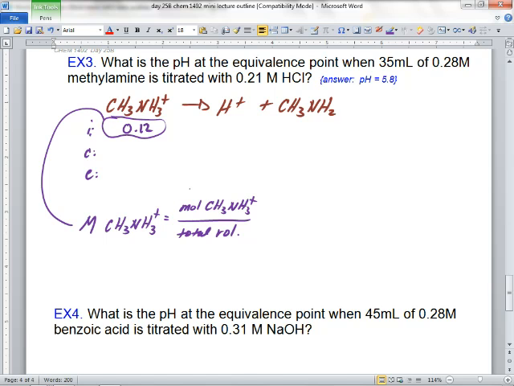Okay, you have to get the moles of the conjugate acid divided by the total volume. And that's how you come up with the 0.12. Divide that by 0.35 plus the equivalence point. Yeah, the answer should be 5.8. There's another one down there that you can try.